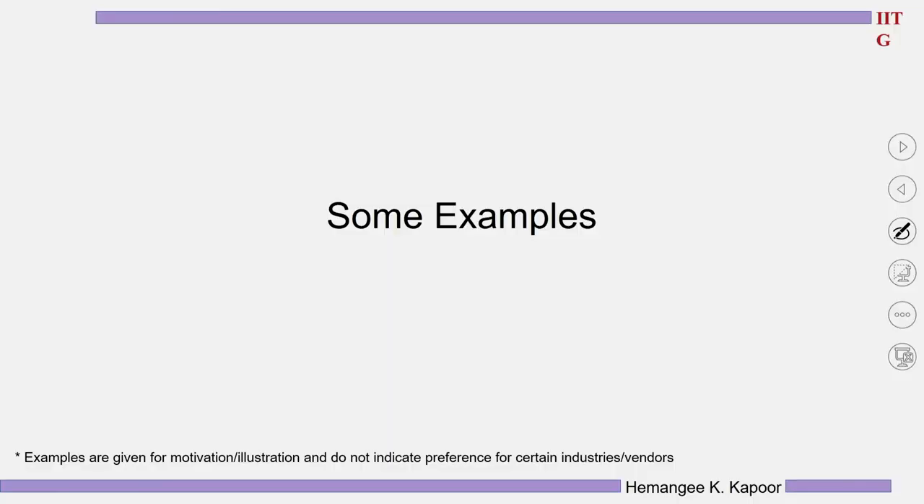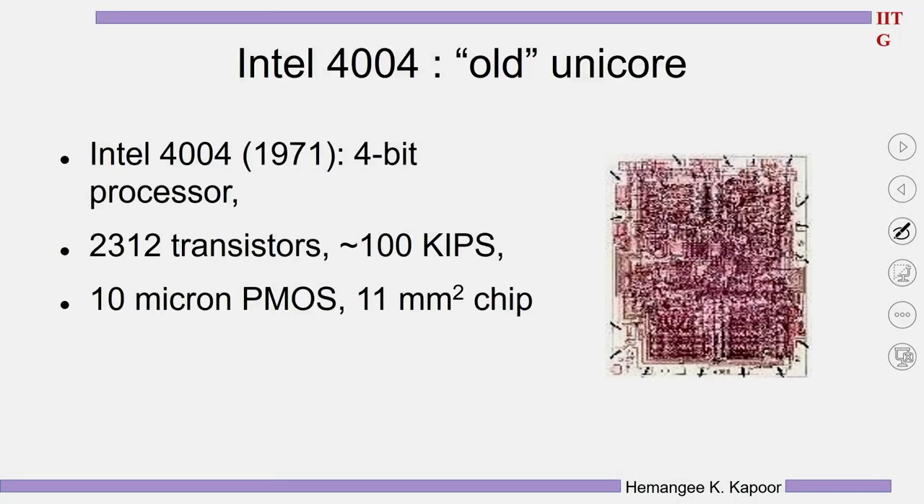Some real life examples of multi-cores. A quick peek at the history: the Intel 4004 processor, which is the old unicore system developed in 1971. It was a 4-bit microprocessor with just over 2000 transistors, developed in 10 micron PMOS technology. And the size of the IC was 11 mm square.